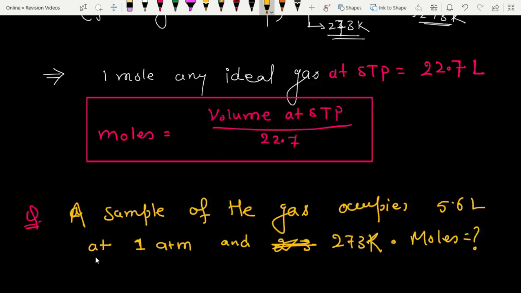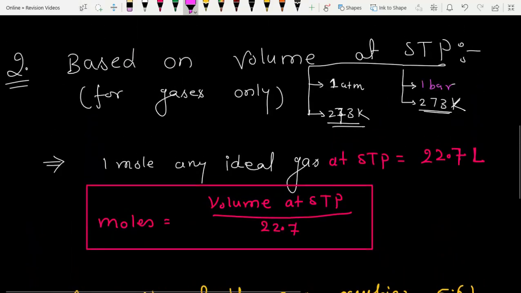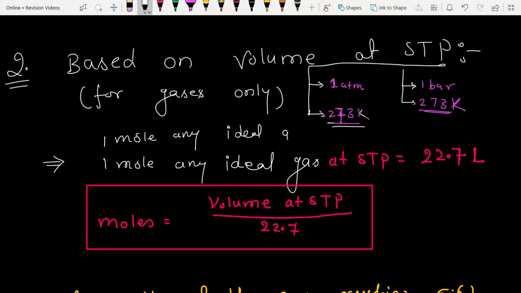Now as you can see, the data we have used over here is different from what STP data is, right? Because STP is 1 bar pressure and 273 Kelvin temperature. But at 1 atm and 273 Kelvin, I'll just write it down for you: 1 mole of any ideal gas at 1 atm and 273 Kelvin is equal to 22.4 liters of that gas.